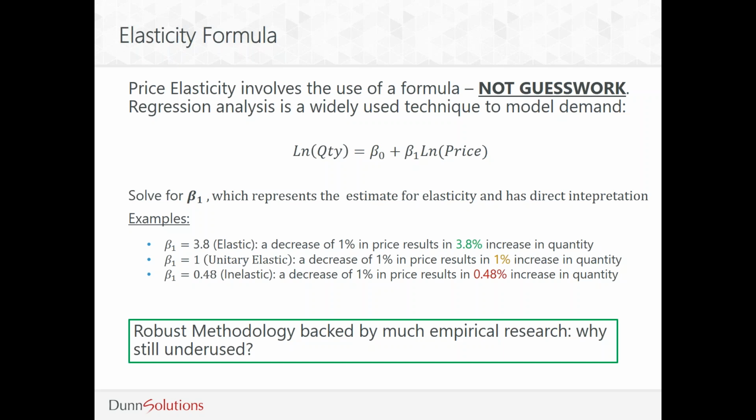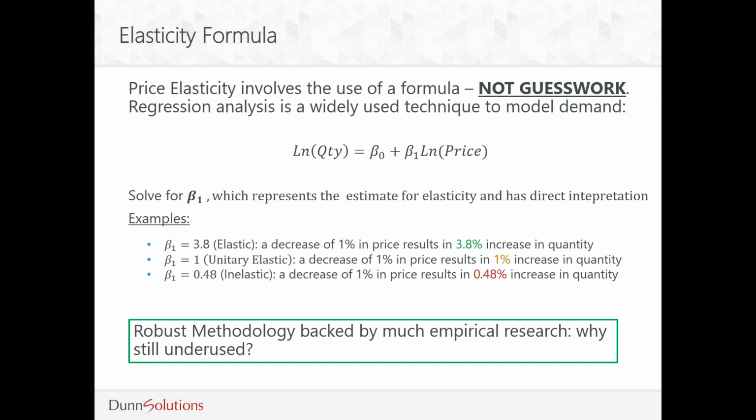A decrease of 1% in price will increase my sales by 3.8%. If that number were 1, you would say, well, a decrease of 1% in price at this price point will only increase my sales by about the same, 1%. And if that B1 were below 1, let's say 0.48, you would say that your product at the current price is inelastic. So decreasing the price by an additional 1% will only increase your sales by an additional 0.48%.